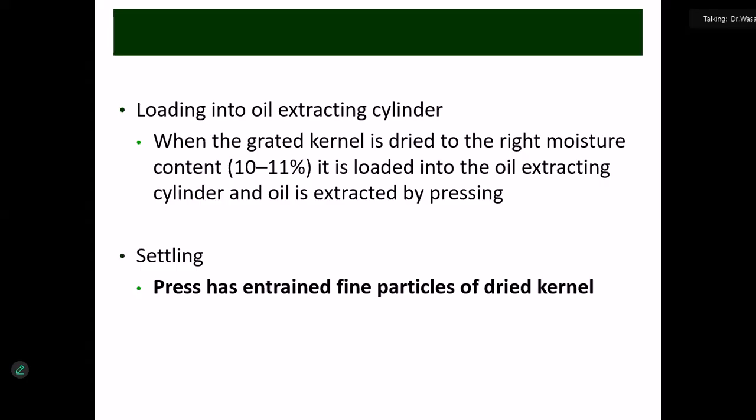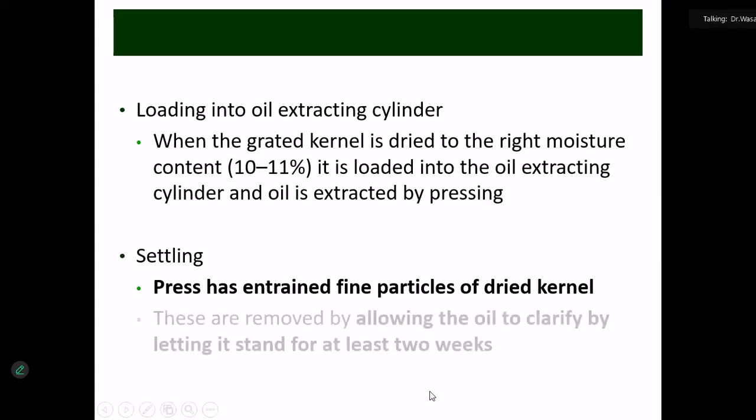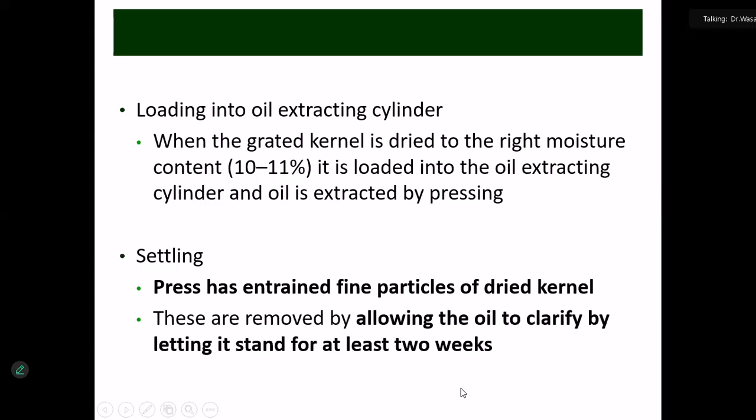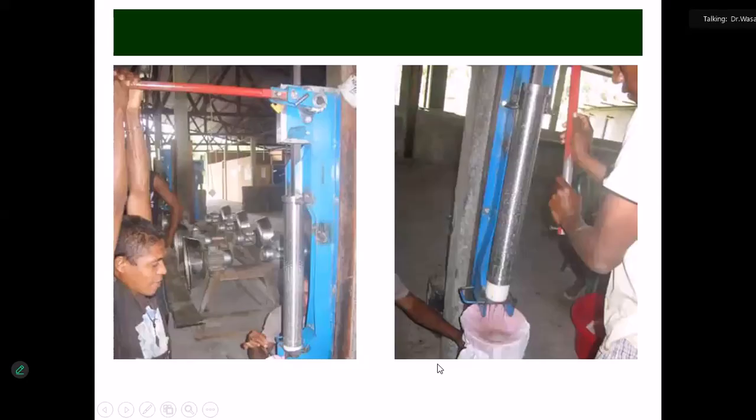Coconut milk residue. The press has entrained fine particles of dried kernel. You allow 2 weeks for settling. These are removed by allowing the oil to clarify by letting it stand for at least 2 weeks. So this is the way you can apply.